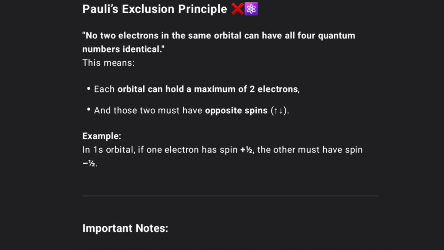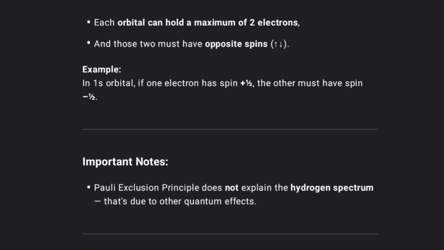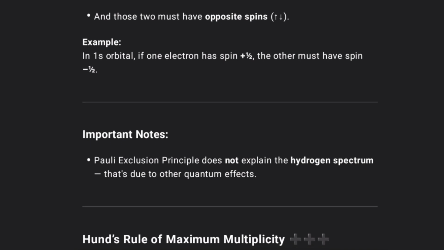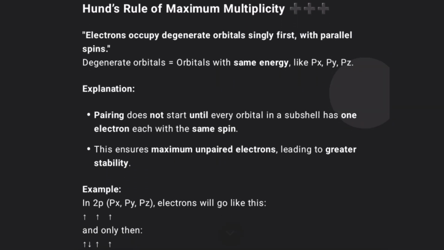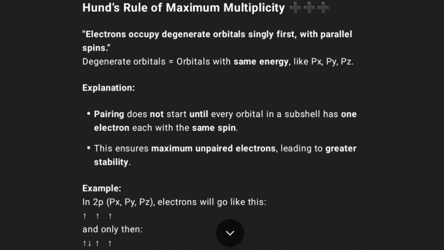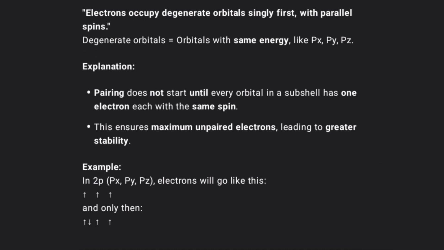Hund's rule of maximum multiplicity: electrons occupy degenerate orbitals singly first, with parallel spins. Degenerate orbitals are orbitals with the same energy, like px, py, pz. Explanation: pairing does not start until every orbital in a subshell has one electron each with the same spin. This ensures maximum unpaired electrons, leading to greater stability. Example: in 2p, px, py, pz, electrons will go in singly first, and only then pair up.